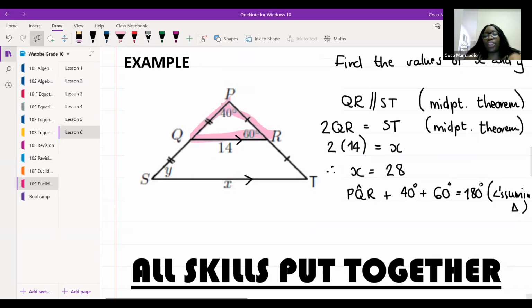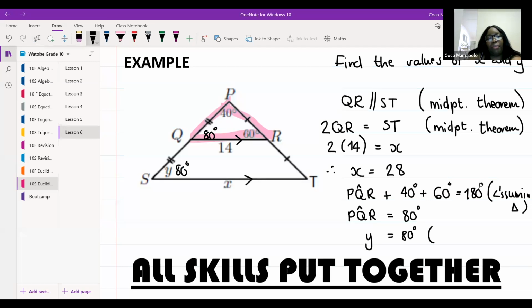So we know that PQR is then going to equal to, Tiana has already given us the answer. PQR is equal to 80 degrees, right? And if PQR is equal to 80 degrees, that means that Y is equal to 80 degrees. What is my reason, guys? Why can we say that if this part over here is equal to 80 degrees, this one is also equal to 80 degrees? What is my reason? What am I going to write?